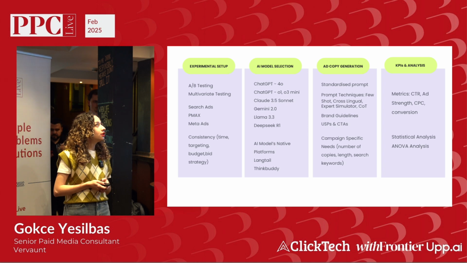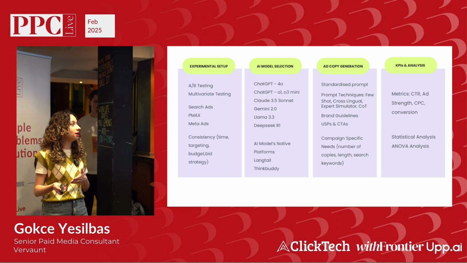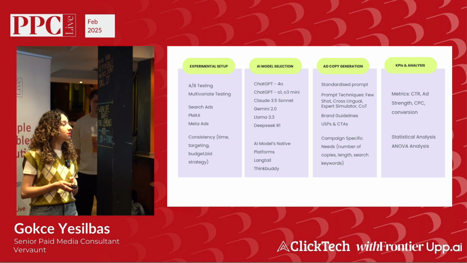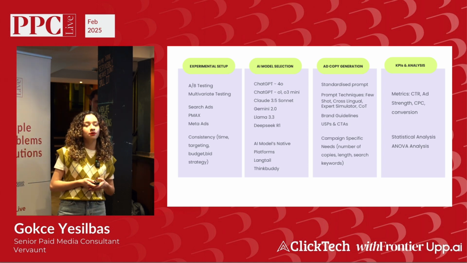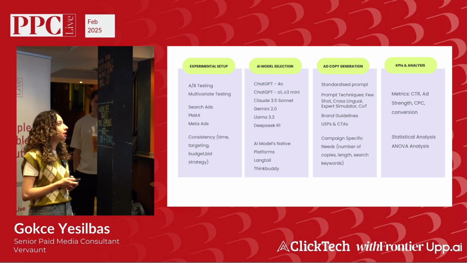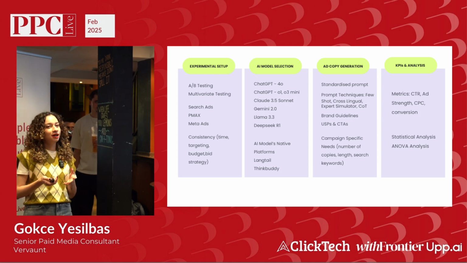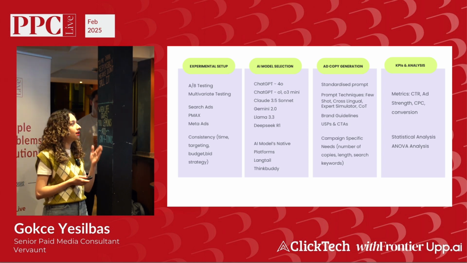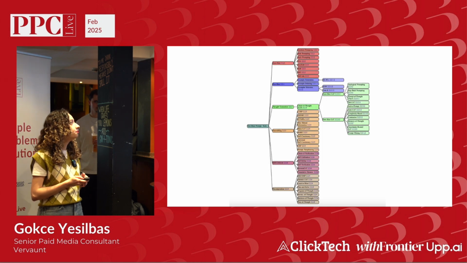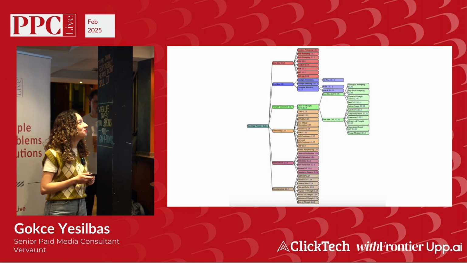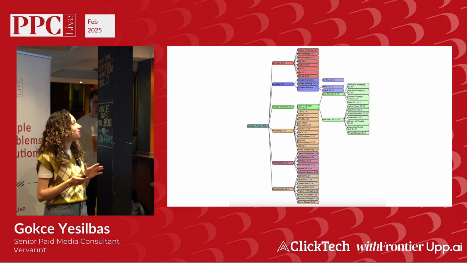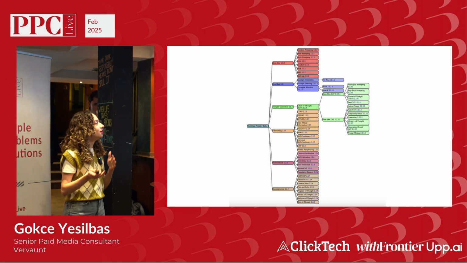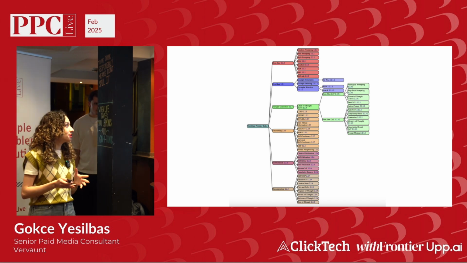And last, you have to determine your KPIs. You can select metrics like CTR, ad strength, CPC, or conversion. But I believe for the ad copy, the most important metric can be CTR. And you can analyze your tests with statistical analysis or ANOVA analysis. So in this graph, you can see most of the text-based prompt techniques that you can employ in your prompt process.